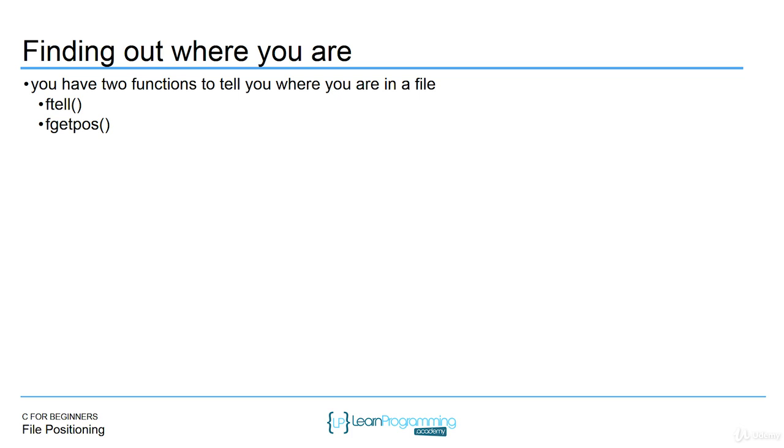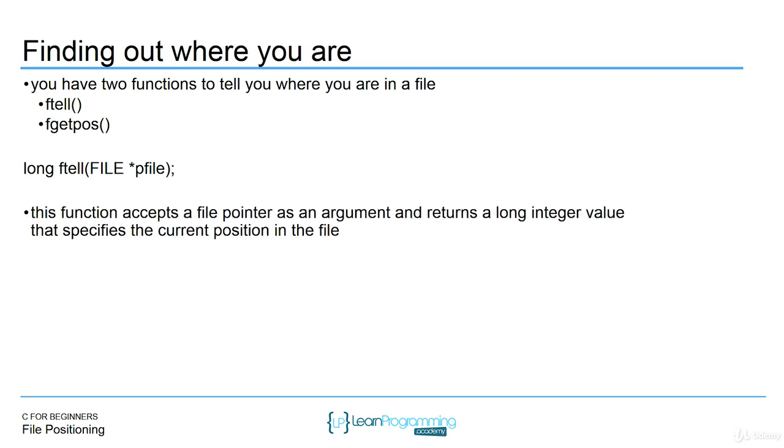Finding out where you are, we're going to talk about first. You have two functions to find out where you are in a file. One is called ftell and one is called fgetpos, fgetPosition. For ftell, the actual function definition is pretty straightforward. You return a long and you take a file pointer. This function is going to accept a file pointer as an argument, and it will return the long integer value that specifies the character position in the file. So it's going to tell you the position.